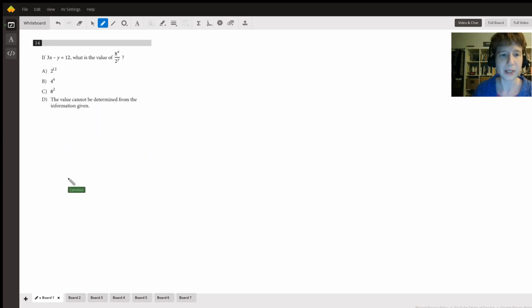But going back to the question, 8 to the x over 2 to the y, those are not the same base. 8 and 2 are not the same. So what do we do? Well, we're going to think about what 8 and 2 might have in common. In particular, try to see if one is a power of the other.